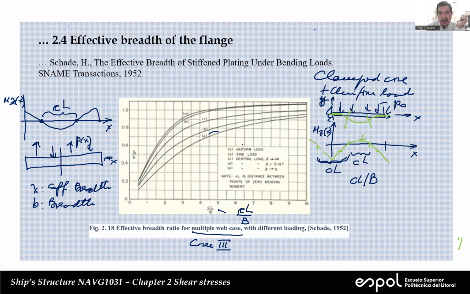Okay, in this case it is the uniform load, and we could take a value, for example, like this. Let's suppose this is the plate, and this is one element. There is another one here, another one here, but we consider only from here to here. So this is B.